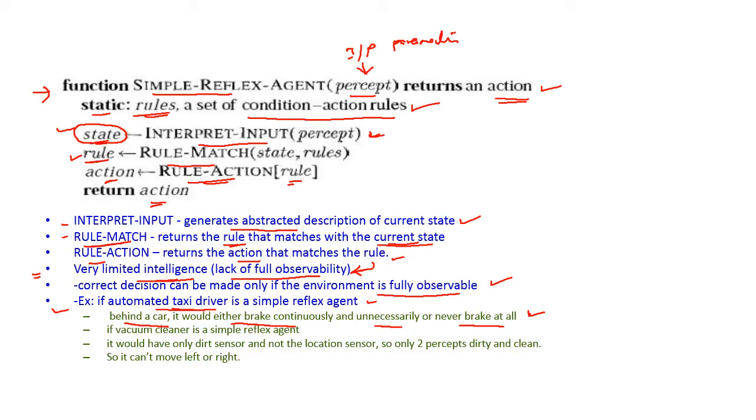So we need to observe the entire environment, the front side and back side of the car. If it is not fully observable, then we will get only partial output.